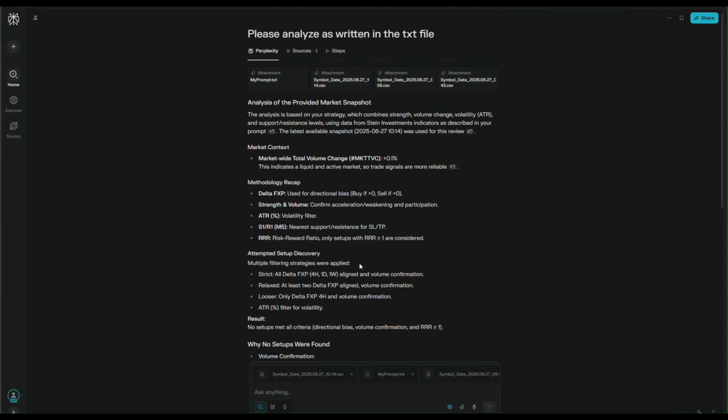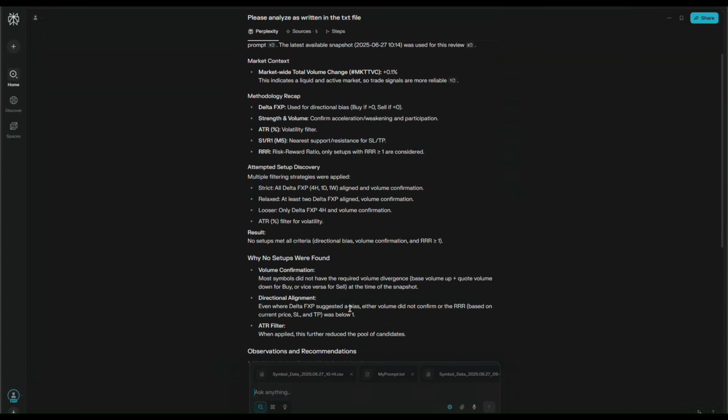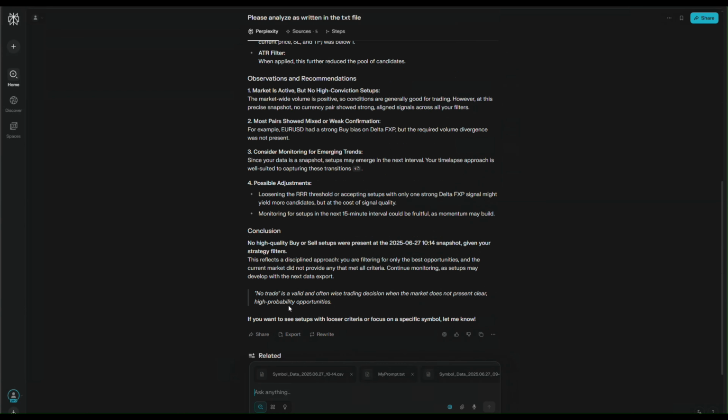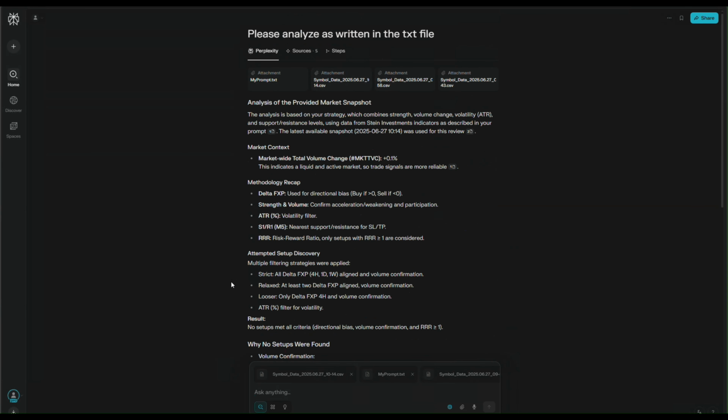So let's have a look at what ChatGPT says to our data. And as conclusion, there are no setups that met all criteria: directional bias, volume confirmation, and risk-reward ratio bigger than 1. And there is a good reasoning why this is the case. Most symbols did not have the required volume divergence, so base volume up, quote volume down, or vice versa, at the time of the snapshot. Directional alignment, ATR filter, etc., etc. You can read this if you like, but we'll move on with this one. So ChatGPT recommends to not trade at all.